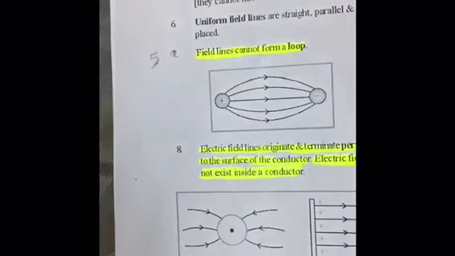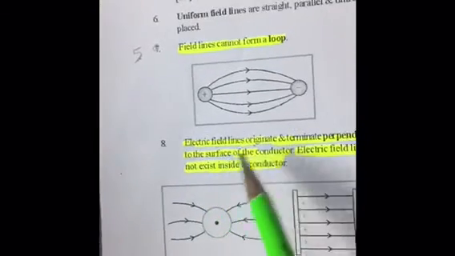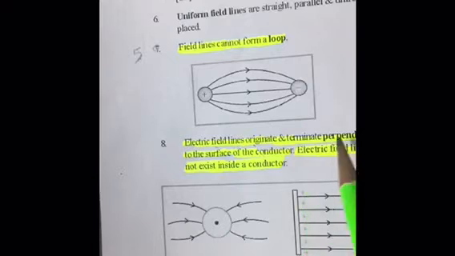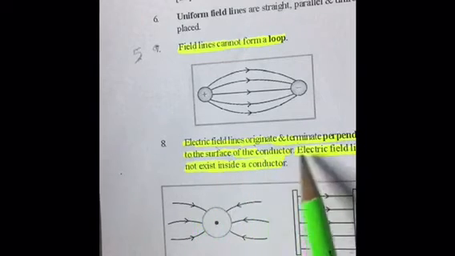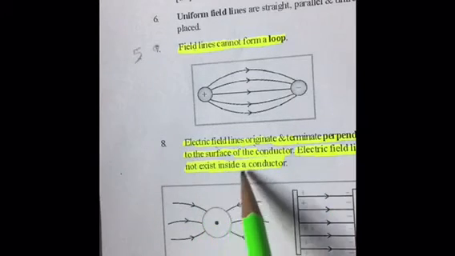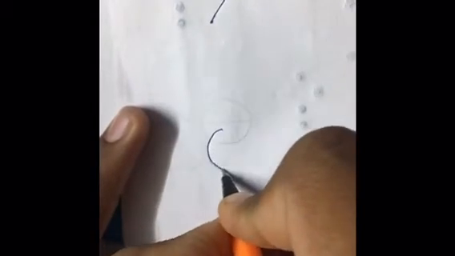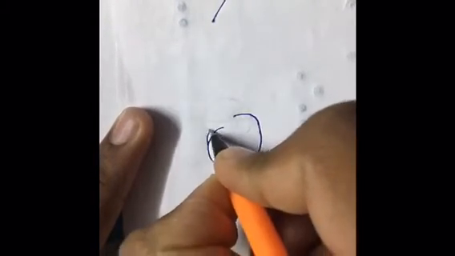The next property is that electric field lines originate and terminate perpendicular to the surface of a conductor. Full stop. Electric field lines do not exist inside the conductor. What does it mean? It means, let us suppose we have a conductor, a spherical conductor.